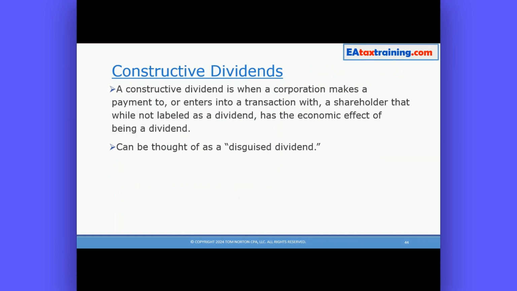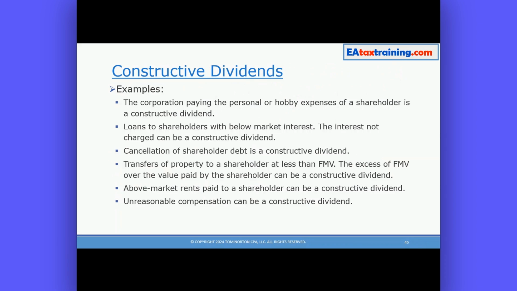There's also something called constructive dividends. So a constructive dividend is when a corporation makes a payment to a shareholder that they don't label a dividend. It's not called a dividend, but it has the same economic effect of being a dividend. So it can be thought of as a disguised dividend. So we're going to give you a dividend, but we're going to call it something else. That's a constructive dividend. So some examples, not an exhaustive list, but some examples of constructive dividends. The corporation paying the personal or hobby expenses of a shareholder is a constructive dividend.